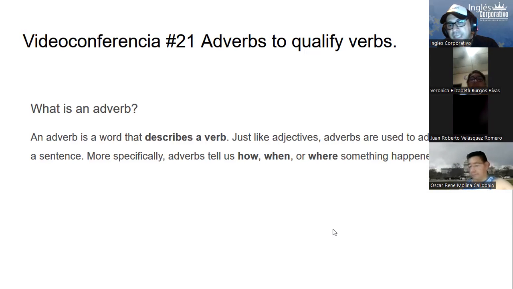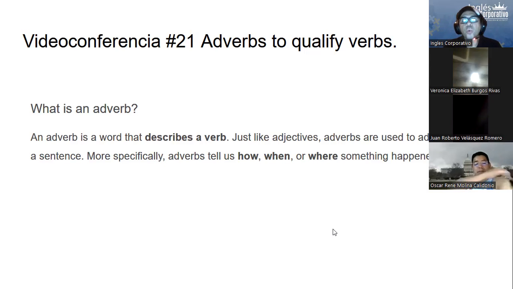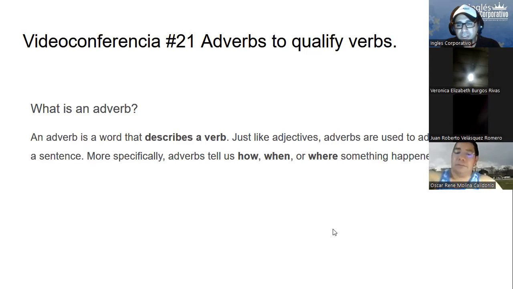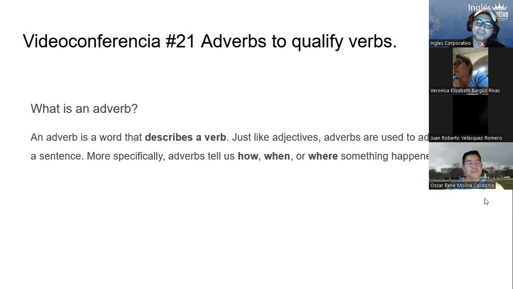And it says, just like adjectives, adverbs are used to add detail to a sentence. More specifically, adverbs tell us how, when, where something happened. So these are the three important things. It describes how something happened, or when something happened, or where something happened. So that is an adverb. Do you have any questions on this? Is it generally used with the action, teacher? Is generally used with the verb, yes, with the action. Okay. Good.